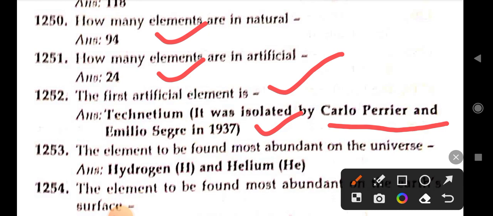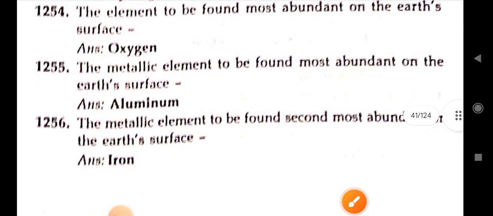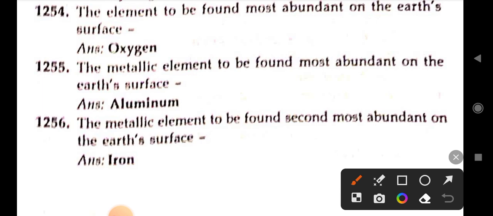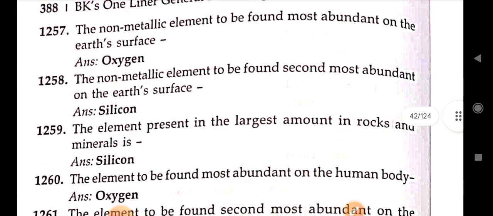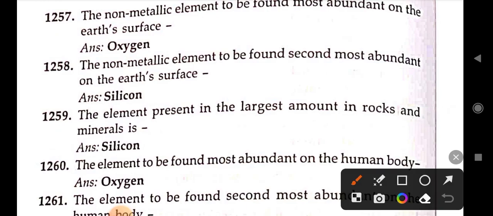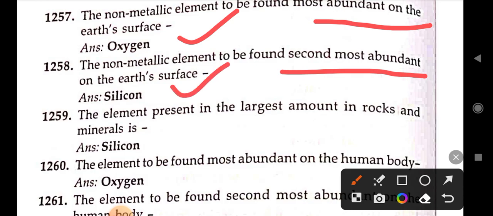The element found most abundant in the universe, hydrogen H and helium He. Next, the element found most abundant on the earth's surface, oxygen. The metallic element found most abundant on the earth's surface, aluminium. The metallic element found second most abundant on the earth's surface, iron. Next, the non-metallic element found most abundant on the earth's surface, oxygen. The non-metallic element second most abundant on the earth's surface, silicon. The element present in the largest amount in rocks and minerals is silicon.